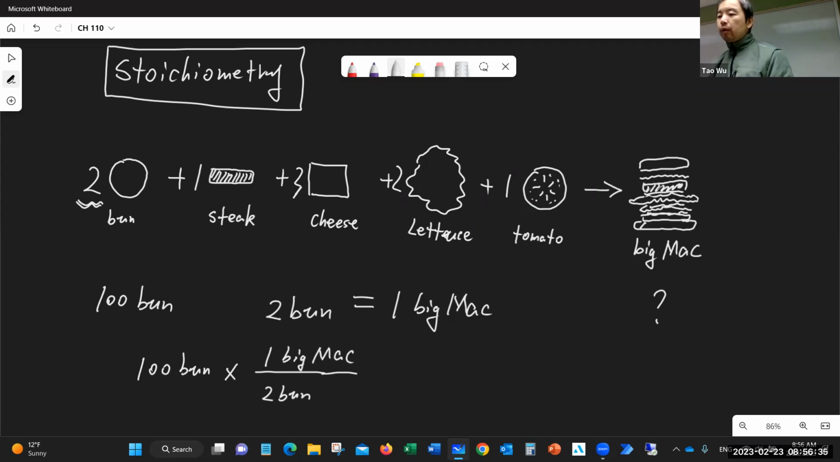And think about why we put the buns in the bottom, why we divide by 2 instead of multiply by 2. That's because the buns need to be canceled, right? And then we got Big Macs. So that's why you have 50 Big Macs.